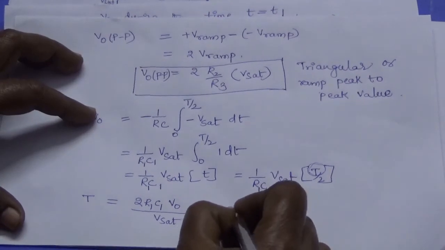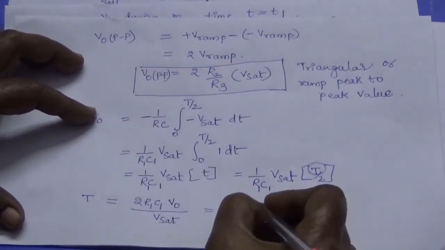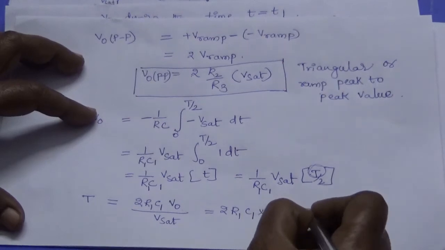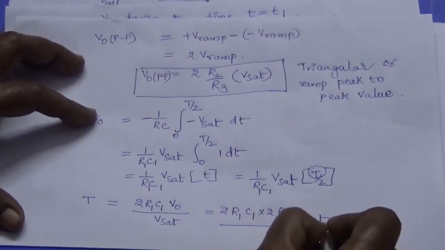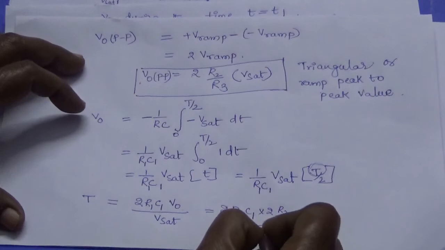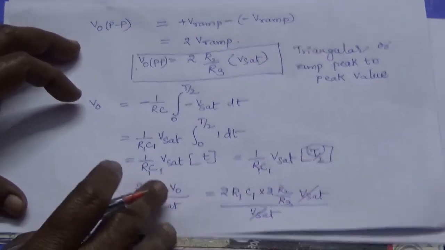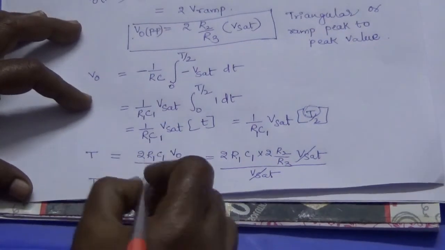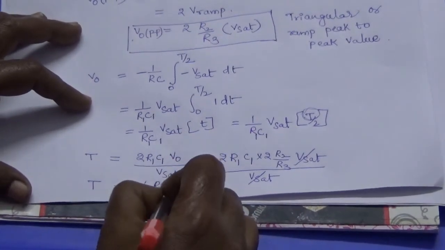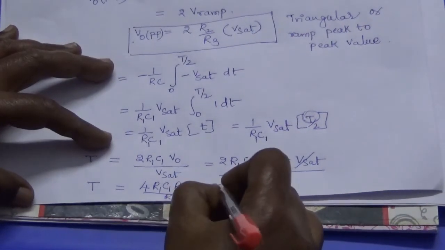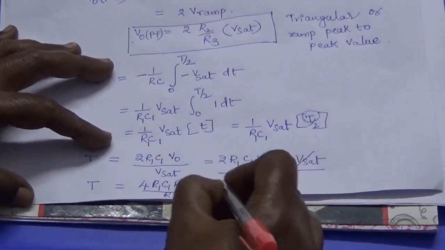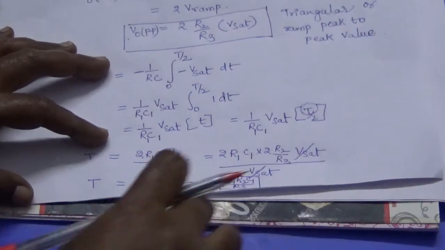Now what is V0 peak to peak? Which is nothing but 2 into R2 by R3 into Vsat. V0 peak to peak divided by Vsat, so Vsat will be cancelled. My time period T is going to be 4 R1 C1 R2 by R3. To make it more catchy, this can be written as 4 R1 R2 C1 by R3. This is my time period.